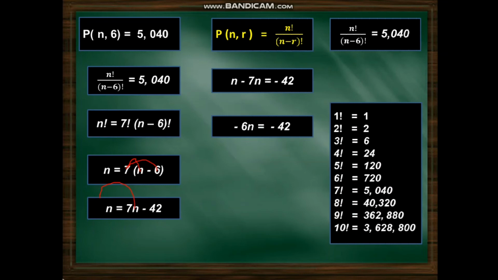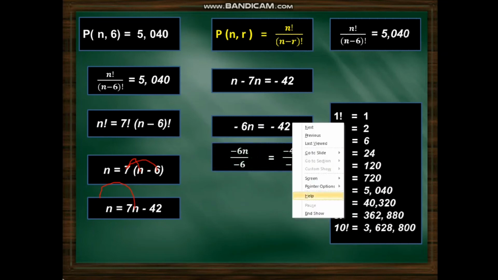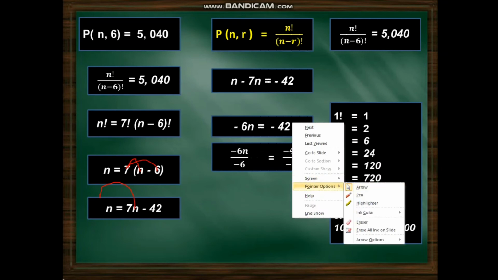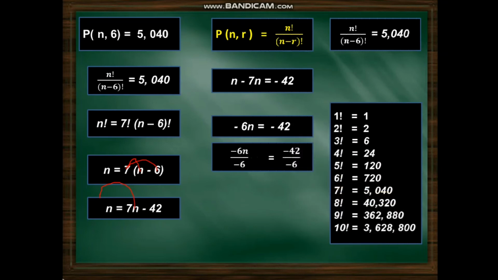Now, to solve and to find for the value of n, we will just simply divide this equation by negative 6 on both sides. And therefore, negative 6n divided by negative 6 is equivalent to n, and negative 42 divided by negative 6 is equivalent to 7. So, ganun po ang magiging scenario po nun. Therefore, ang kanyang magiging sagot ay, our n now is equals to 7.